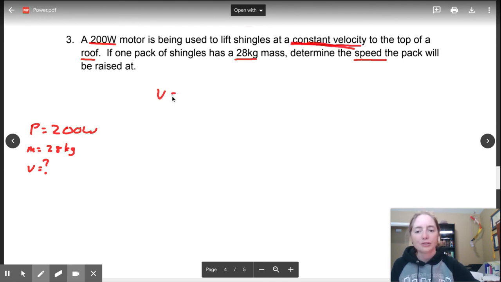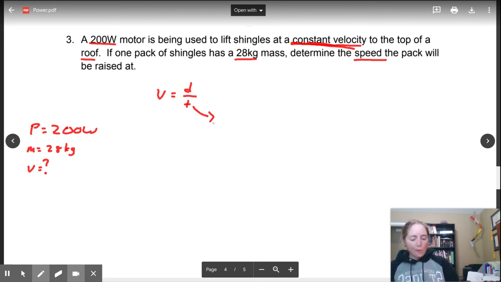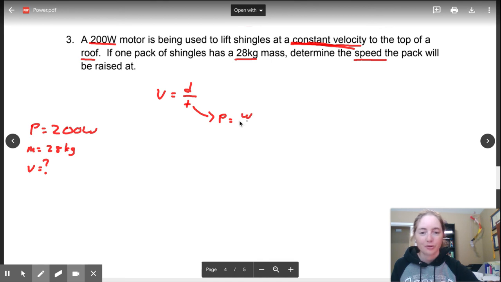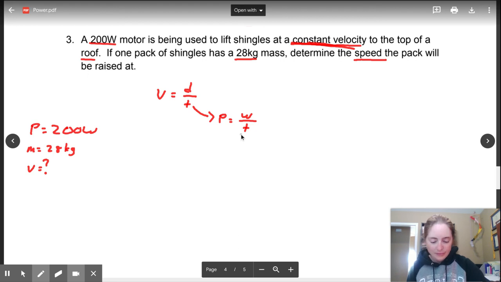So that means, well, speed is equal to distance over time. Ladies and gentlemen, this is a tough question. So we're trying to find time. How can I find time? Well, power is equal to work over time. So if I'm going to find my time, which is right there, we're going to keep that in mind for now.